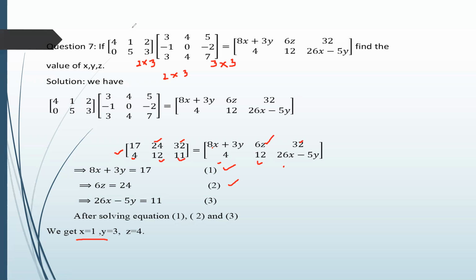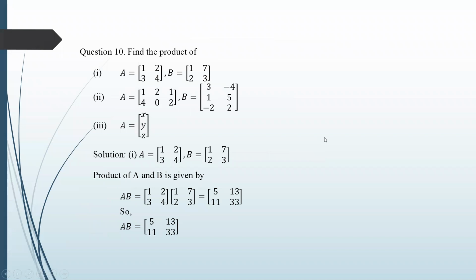So is that clear? Now we go for question number 10. Find the product AB. Here A is 1, 2, 3, 4 and B is 1, 7, 2, 3. First we check the order. The order of the first matrix is 2 by 2 and the order of the second matrix is also 2 by 2. It means the number of columns in the first matrix is equal to the number of rows in the second matrix, so the product is conformable.